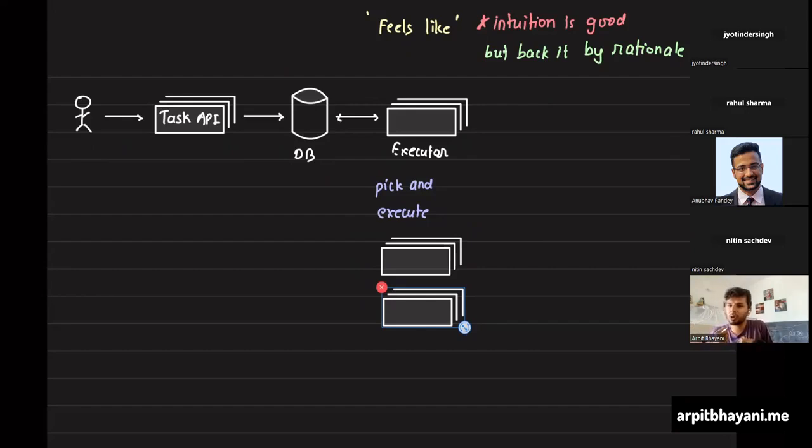Right. It's not a major reason. There should be a strong reason for us to split this into two sets of machines. One that is picking up, another one which is executing. Right. Yeah, maybe I'm not able to think about it right now. No, but having that intuition is good, but your intuition needs to be backed by something rational.